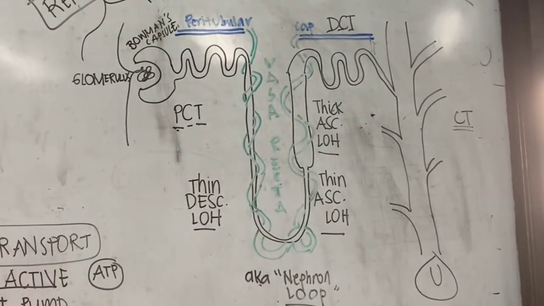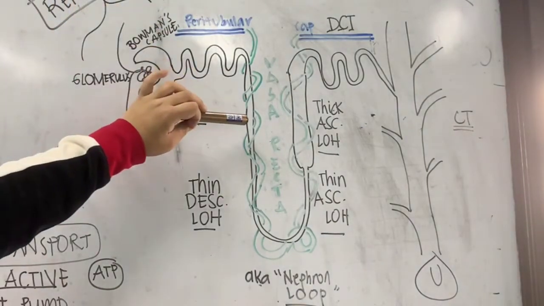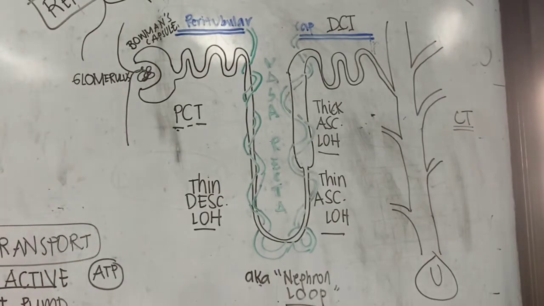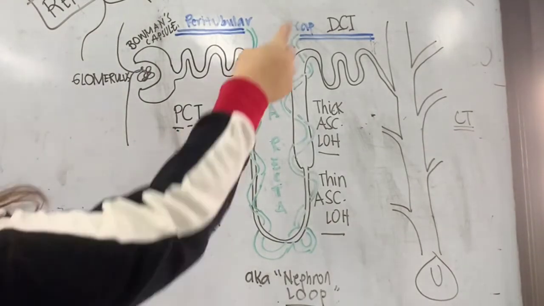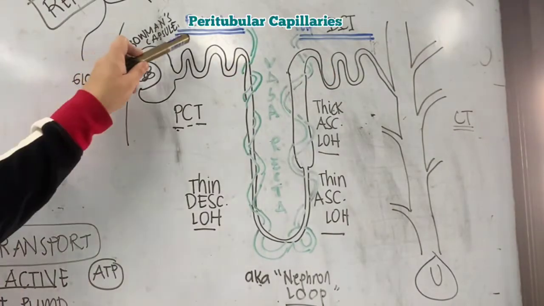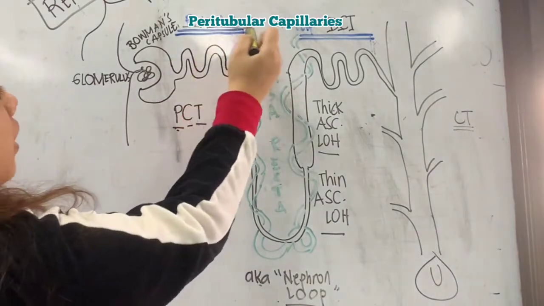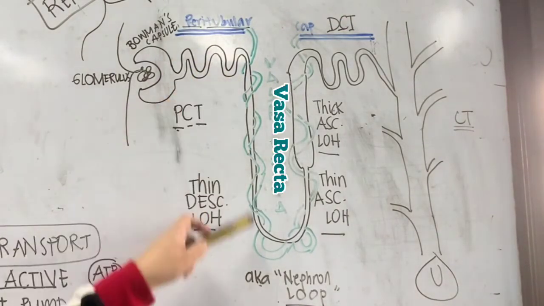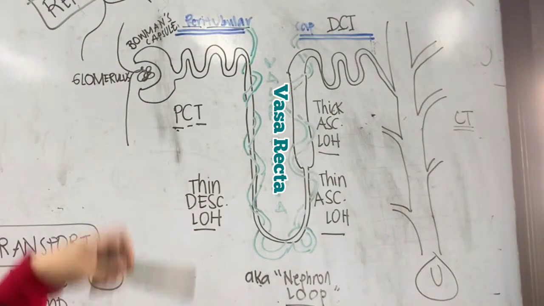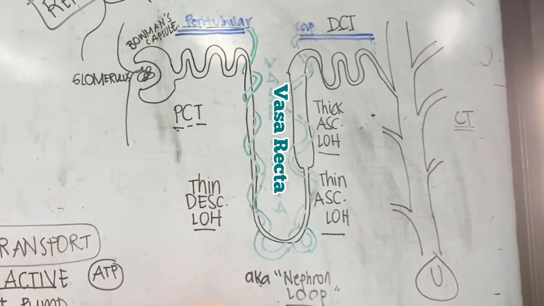Now, what about these other structures? Can you see these ones, the blue and green? These are the blood vessels that accompany your PCT and your DCT, and you call them your peritubular capillaries. Peri means at the side, tubular, beside the tubules. Next, you have your vasa recta. This is the capillary enclosing your nephron loop or loop of Henle.